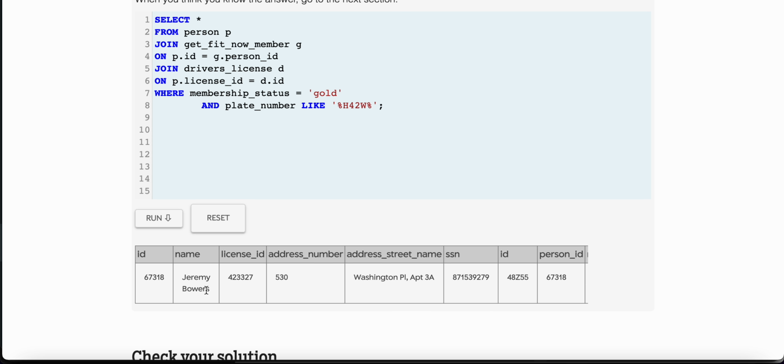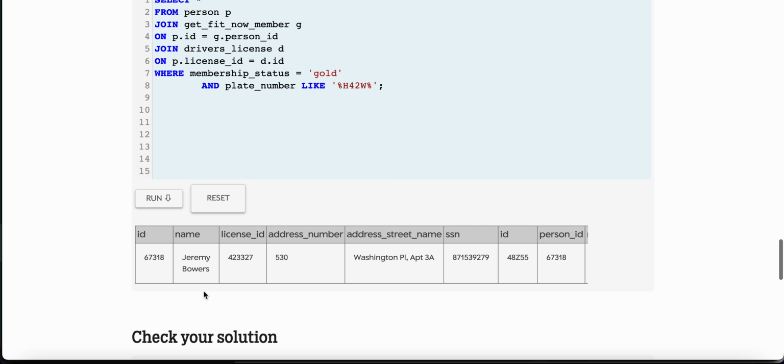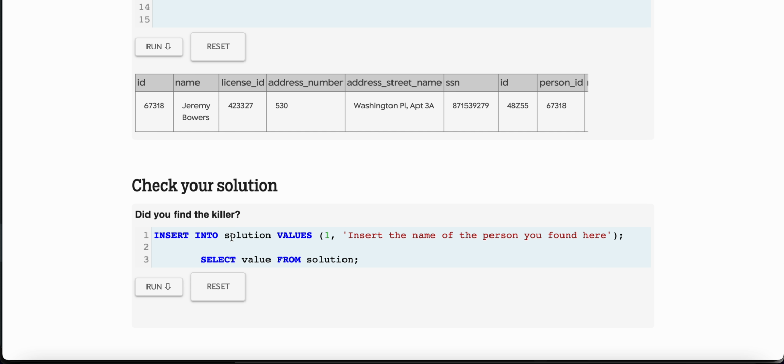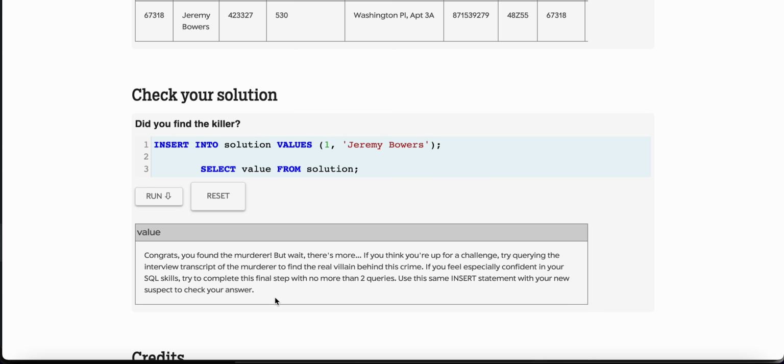Okay, so it is actually Jeremy Bowers that committed the murder. Oops. Let's check. Insert into the name of the person here. Okay, this is how to know if we are correct. Jeremy Bowers, are you the one that committed the murder? Oops, congrats, you found the murderer. Yay, it's Jeremy Bowers that committed the murder.